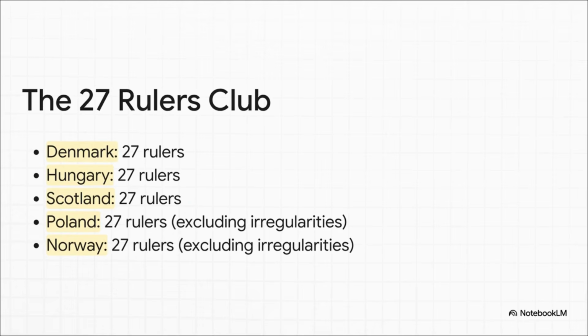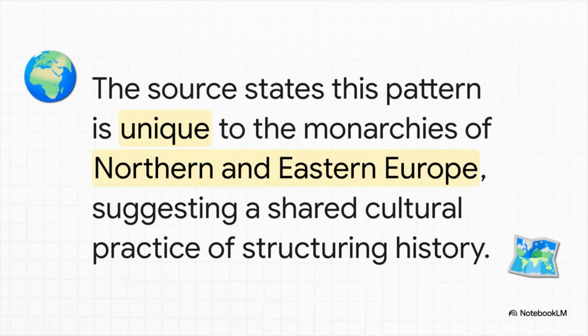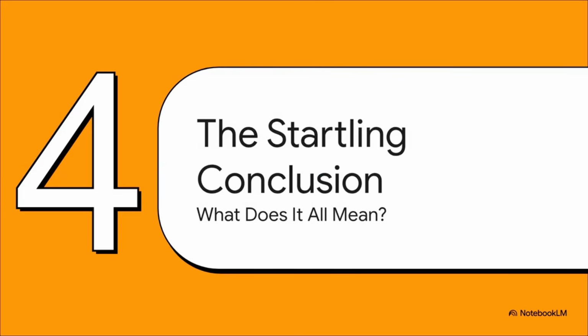How is that possible? And get this, the plot thickens. This pattern, this 27 rulers club, it's not a worldwide thing. Nope. It's a very specific regional phenomenon. You find it almost exclusively in the monarchies of Northern and Eastern Europe. And that concentration is a massive clue. It points to some kind of shared cultural practice, maybe even a secret code for writing history that only this part of the world was in on. Okay, so let's recap. We've got symmetrical naming patterns, we've got a precise 122-year cycle, and now we have the exact same number of kings popping up across 5 different nations. The question is, what on earth could possibly explain all of this?